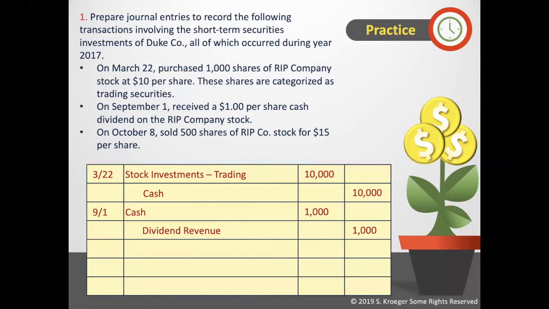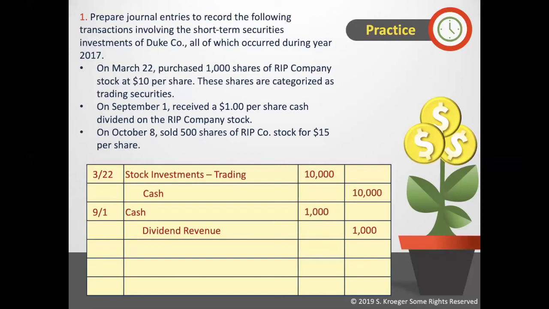Last part, on October 8th, sold 500 shares of RIP Co. stock for $15 per share. So for this part, we are selling some of the stock, not all of it. Only 500 shares, which is half. We're selling each share for $15, right? But how much did we pay for it? We paid $10 each. So would we gain or lose money on this sale? We would gain money on those shares.